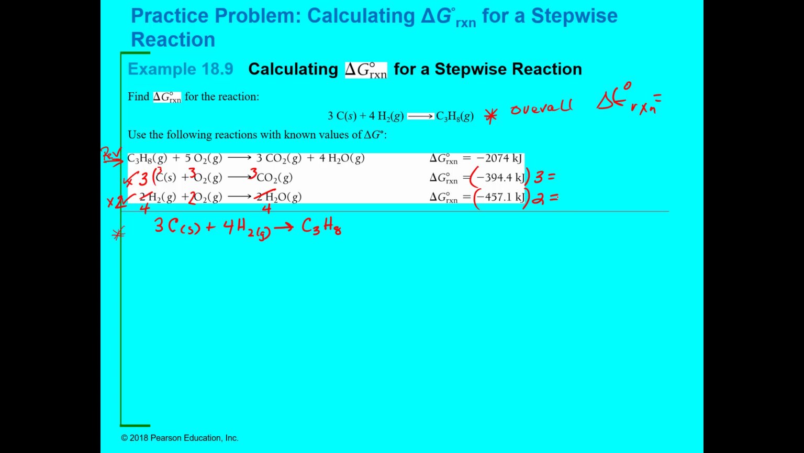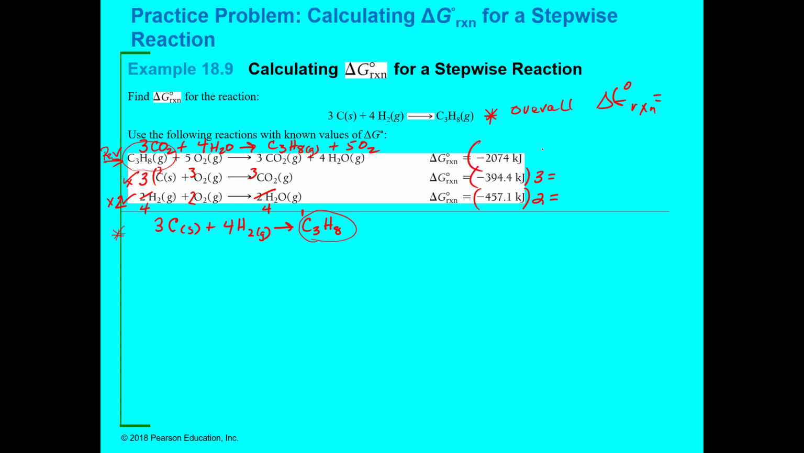Now, this top one, I have to reverse it. So I'm going to go ahead and reverse it. Why am I reversing it? Because I have to have this as the product, and right now it's being written as the reactant. So I'm just going to rewrite this up here: 3 CO2, so I'm just flipping it, plus 4 H2Os gives me C3H8 plus 5 O2s. Now I only need one of these, so I don't have to multiply it by anything, but I just had to flip it.